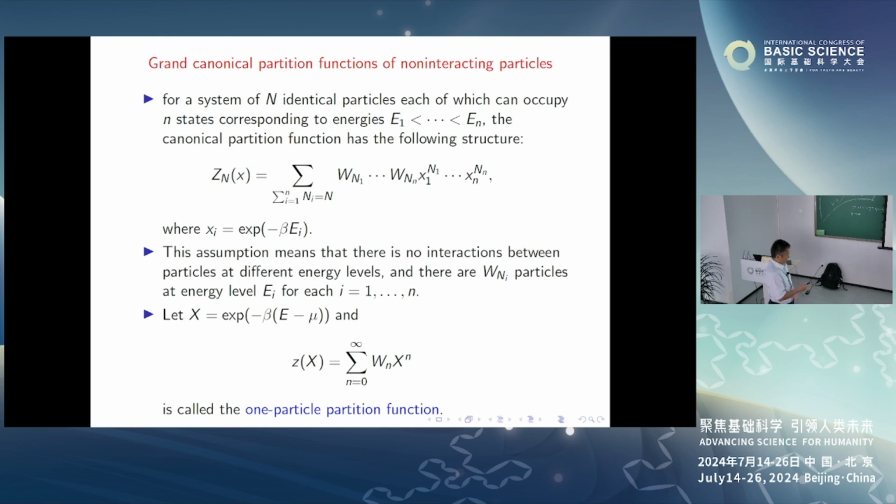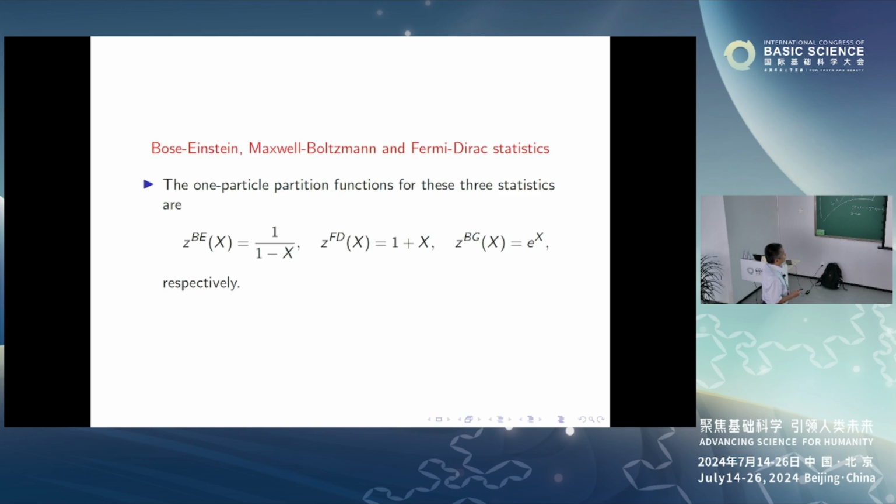These were done in statistical physics. For example, there are three very famous kinds of statistics that have been used in statistical physics. The first is Bose-Einstein, this is Fermi-Dirac, and this is Maxwell-Boltzmann. They are given by different generating functions.